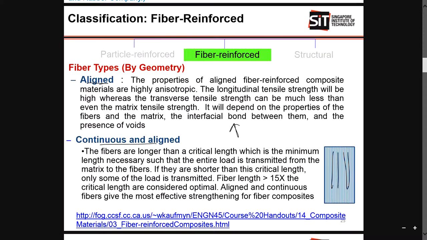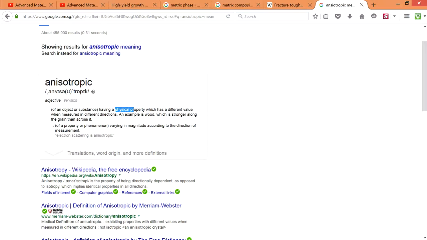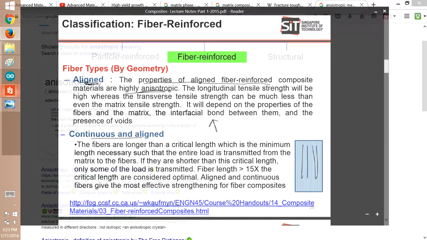For aligned, you need to know that the properties of the aligned fiber reinforced composite materials are highly anisotropic, meaning a physical property which has different values in different directions. Okay, so this is just the meaning of that.